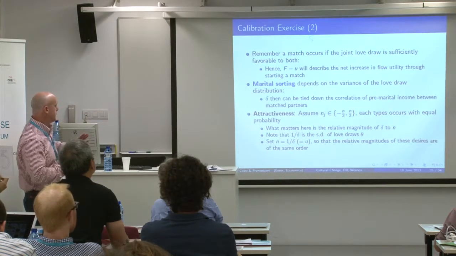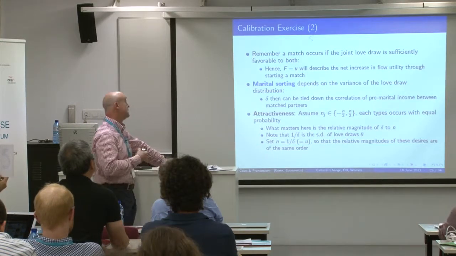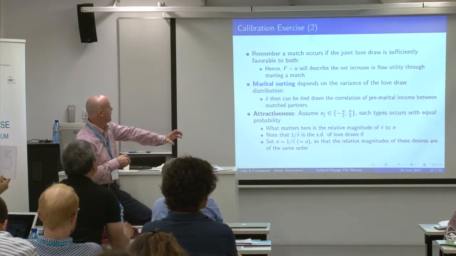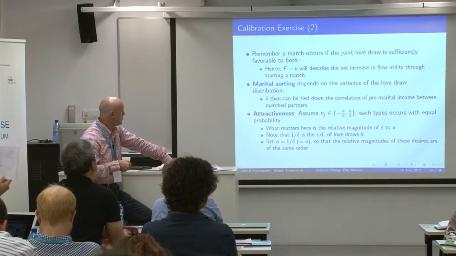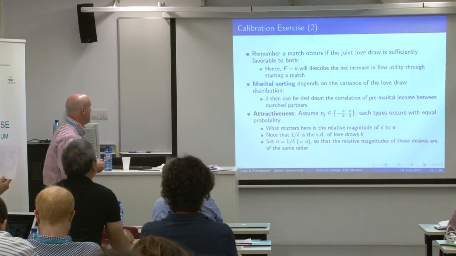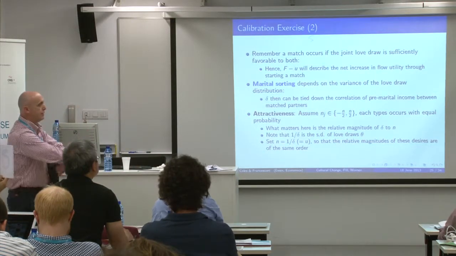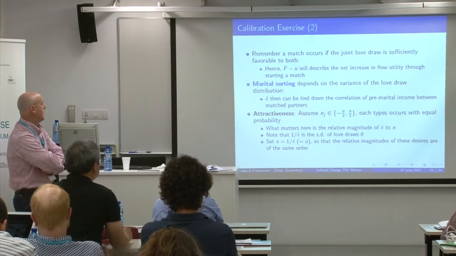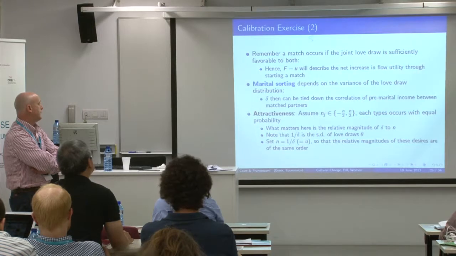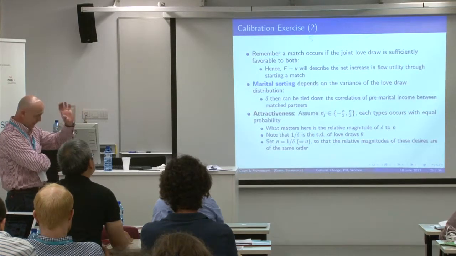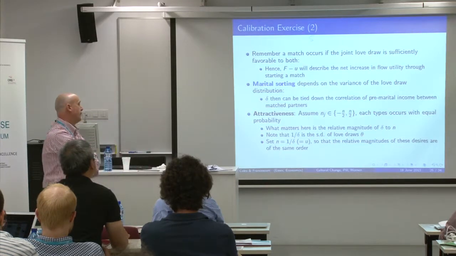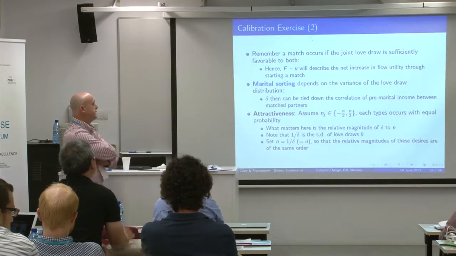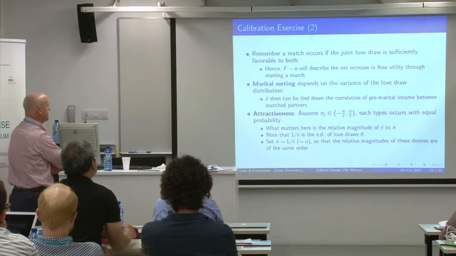Marital sorting is another characteristic that we want to be able to replicate, or at least take into account in this exercise. Delta, this exponential parameter, can be identified through the correlation of premarital incomes between matched partners. On attractiveness, we know nothing from the data we have. We are basically saying, suppose there are two types which occur with equal probability. What matters is the relative magnitude of the types, in order to be able to pin down something meaningful about N, the attractiveness parameter.